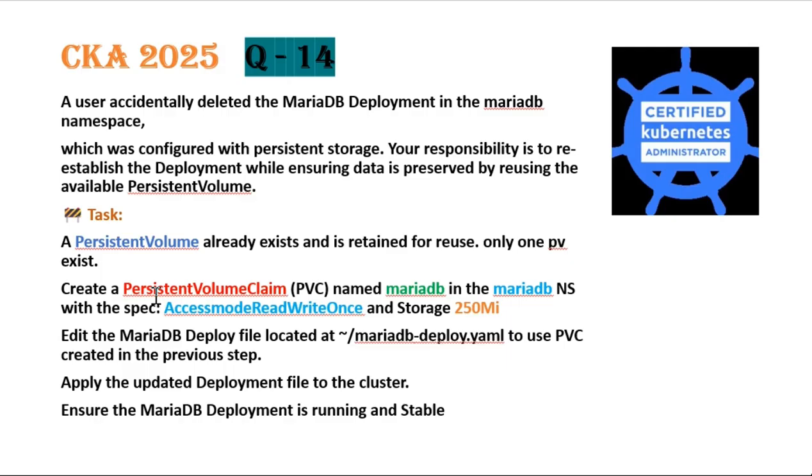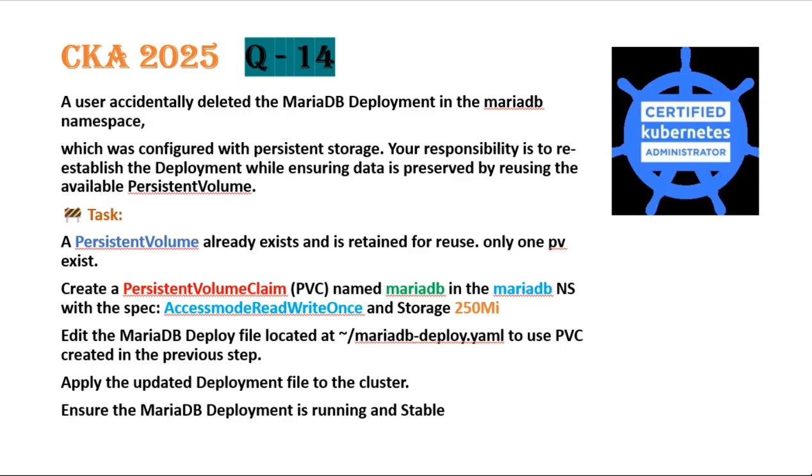And we need to edit the existing deployment file located under this directory, that is the MariaDB deployment.yaml file. In the deployment, we need to use the newly created PVC, and we need to apply the updated deployment file, and we need to make sure the deployment is up and running without any restarts. That is our simple task, right?